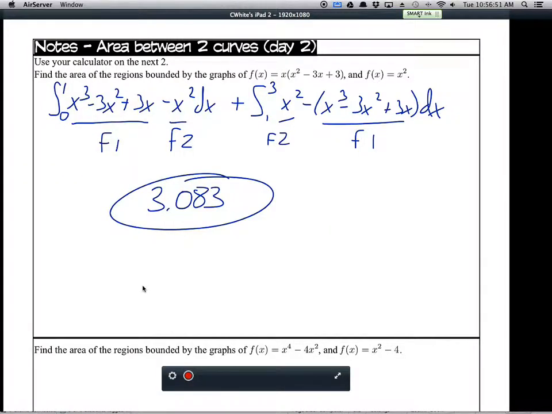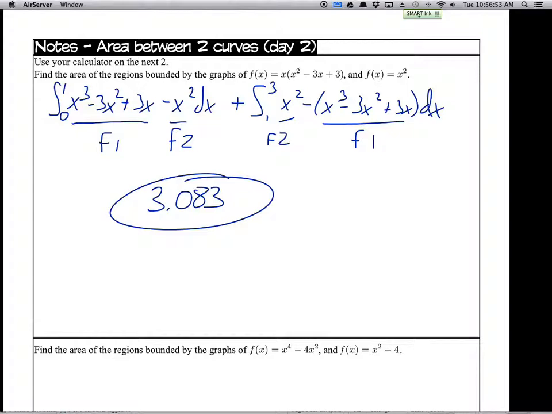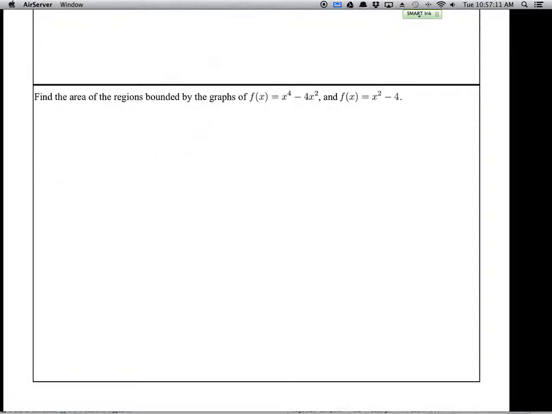So my answer to that problem would be 3.083. Questions on that? Okay, let's look at the last one. Find the area of the regions bounded by the graphs of f of x equals x to the fourth minus 4x squared and f of x equals x squared minus 4.